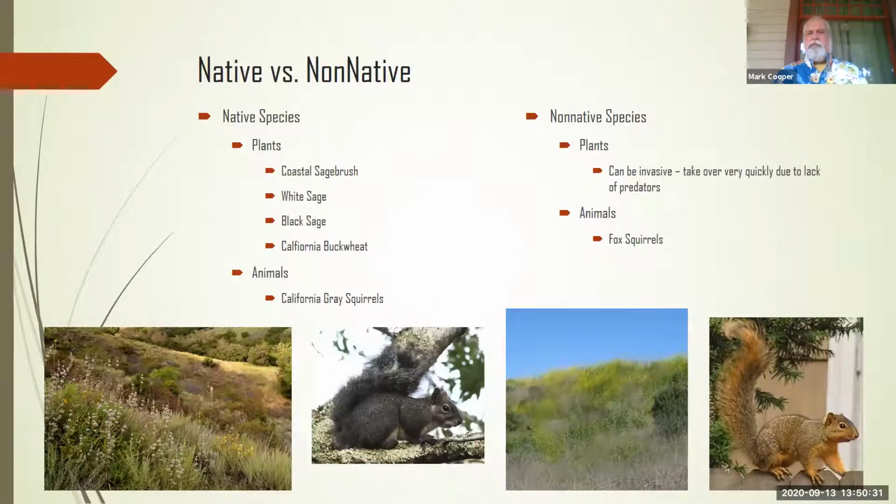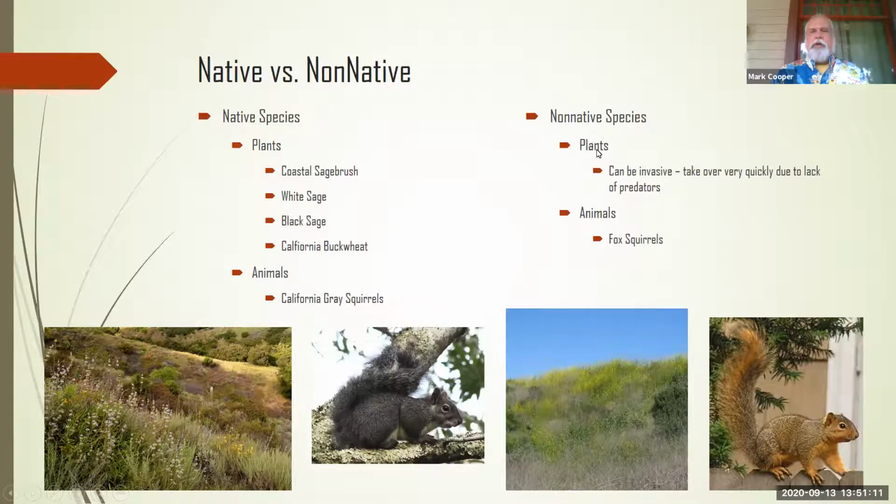All right, some other terms that we would like to know is native versus non-native. Native means that they're found in their original area. They got there on their own, not carried by man. So plants. Again, we talked about our biome here being coastal sage scrub. So the plants you'll see here, and we've got a picture on the left down here, are coastal sagebrush, white sage, black sage, California buckwheat. These are all things that would typically be found around here. And then an animal, and I just picked this one because I wanted to make a point, would be the California gray squirrel.